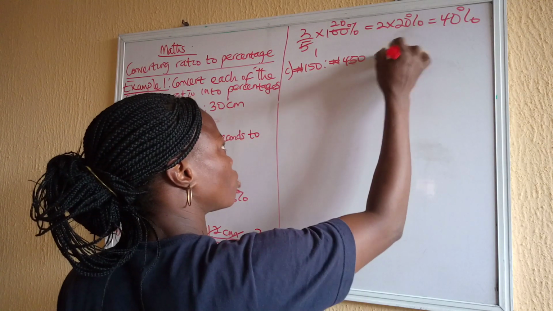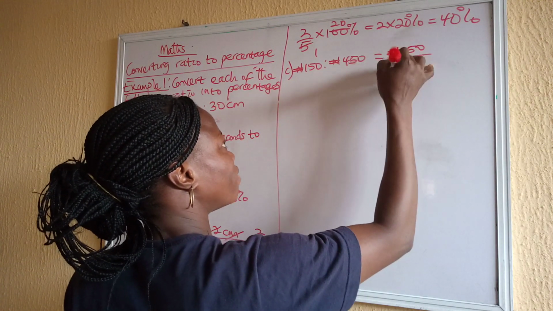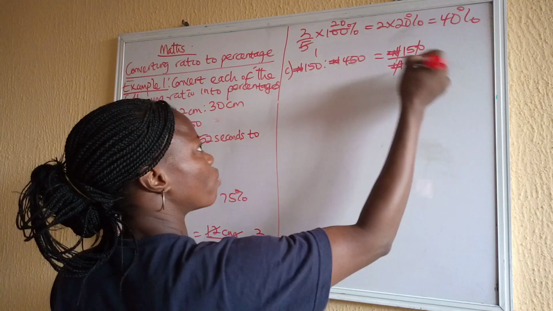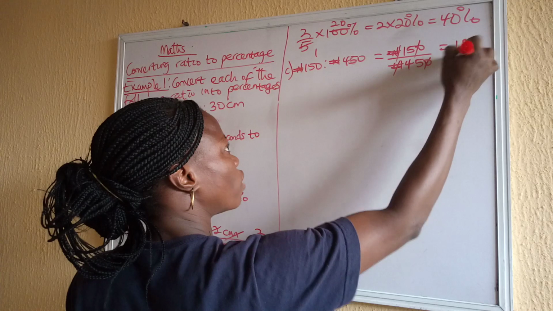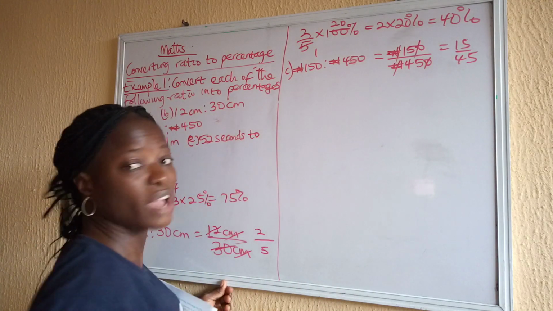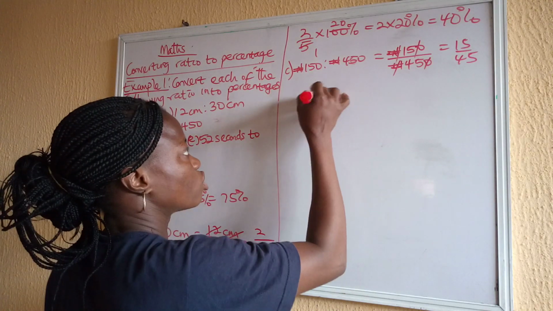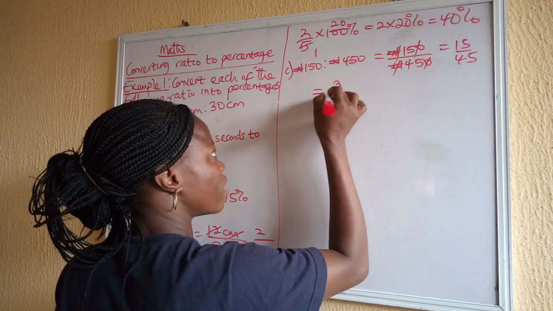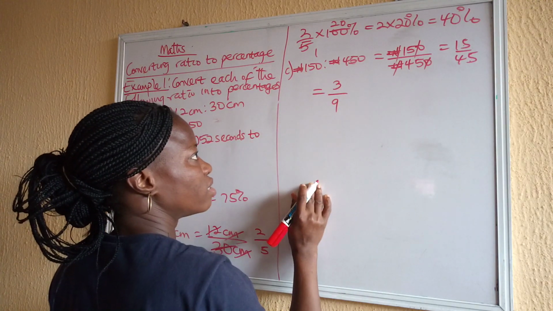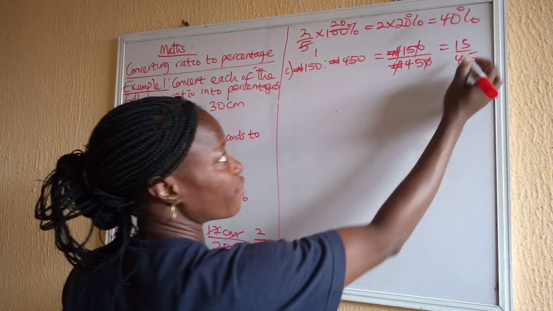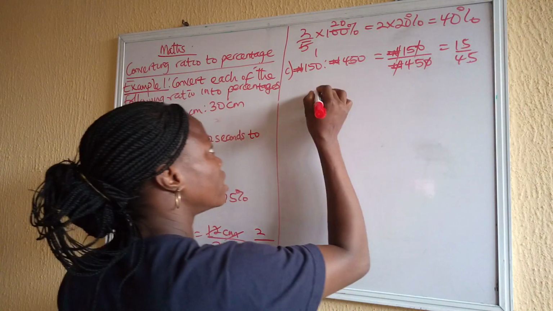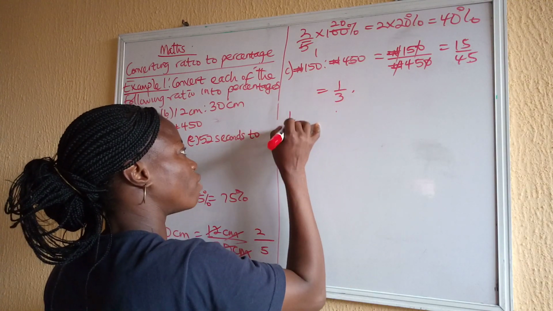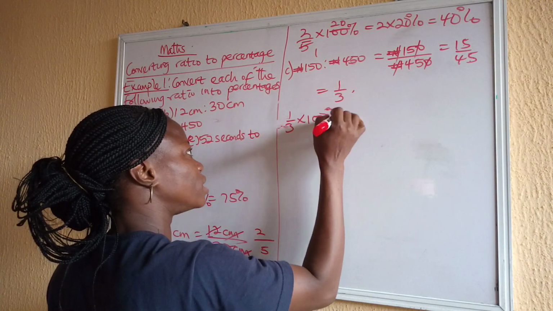So let's move on. 150 divided by 450. This will cancel, so we have 15 over 45. Remember, 15 over 45 can be divided further. So 5 here will give us 3, 5 here will give us 9. And you can even divide this straight: 15 here 1, 15 here 3. So you're having 1 over 3, which will be giving you 1 over 3 multiplied by 100%.